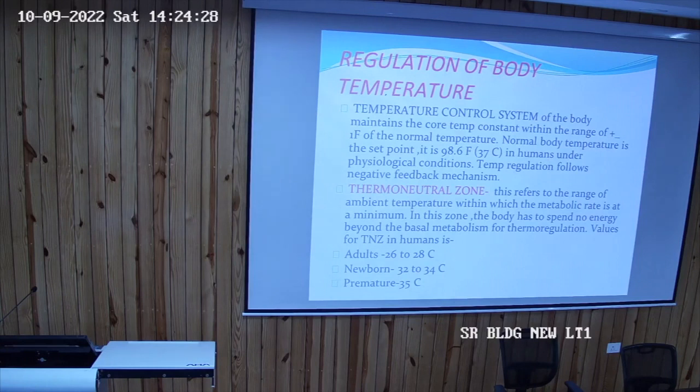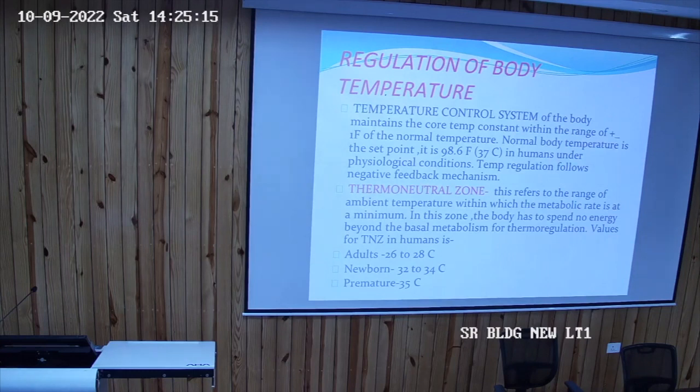Yes or no? No. So what is the ambient temperature at which a person feels comfortable and the basal metabolic rate is at the basal level or the minimum level? Thermoneutral zone refers to the range of ambient temperature within which the metabolic rate is at minimum. It need not do extra effort. It is at the basal level. The body has to spend no energy beyond the basal metabolism for thermoregulation. Values for thermoneutral zone in humans in different age groups: adult 20, in case of newborn 32 to 34, and premature it is 35.